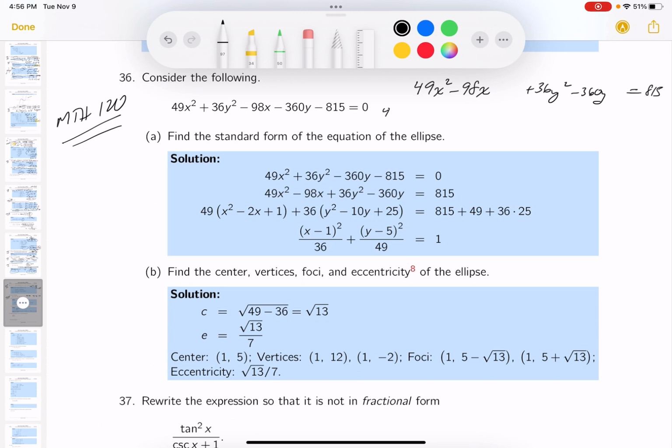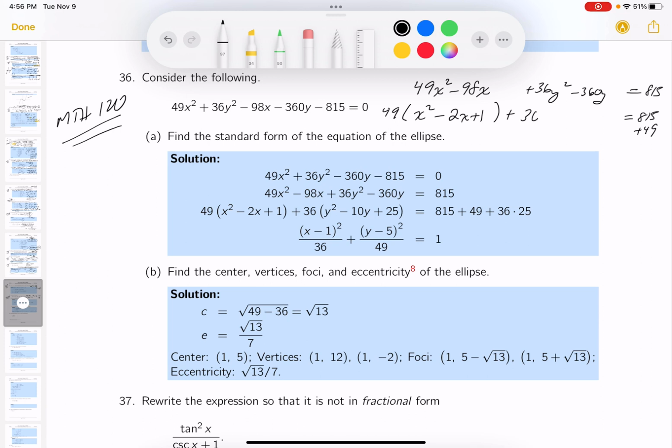It's 49, and what comes out from this is x squared. The reason is it makes completing the square a little bit easier for me. That'd be minus 2x. To complete the square, I'd have to take half of minus 2, which is minus 1, and square it, which would be plus 1. Now, the problem most students have is they don't realize if you do that, you've actually added 49. So now it's going to be 815 plus 49. Let me do the other one.